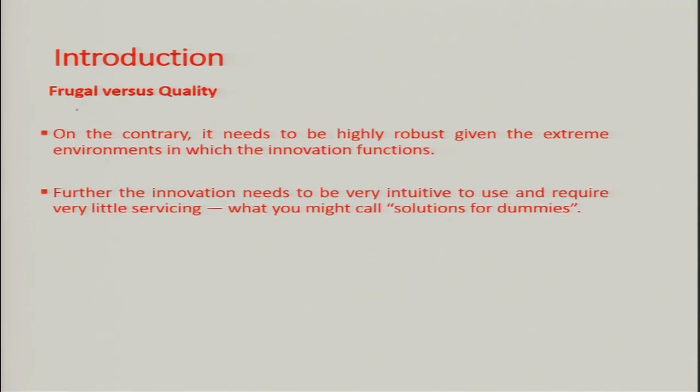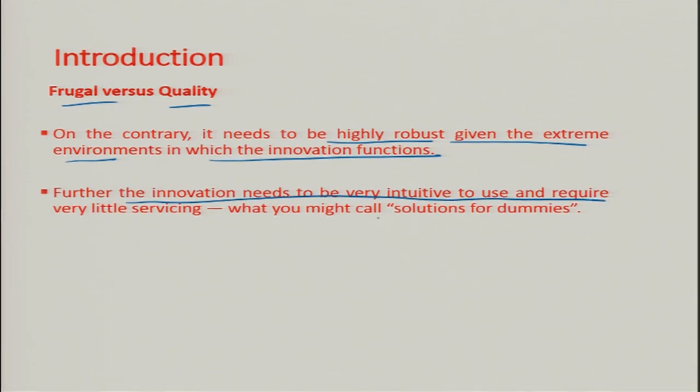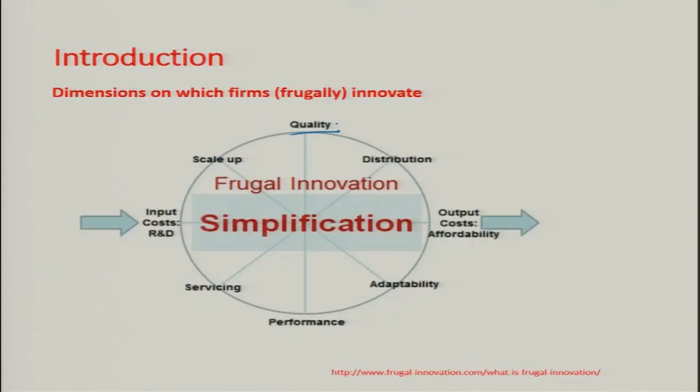Now, frugal versus quality. On the contrary, frugal products need to be highly robust given the extreme environments in which the innovation functions. Further, the innovation needs to be very intuitive to use and require very little servicing, what you might call solutions for dummies. There are certain dimensions on which firms can innovate. They can innovate based upon quality, servicing, adaptability, performance, as I have mentioned before, the output cost, affordability. Now, the input costs are there, R&D, and the output cost is there.